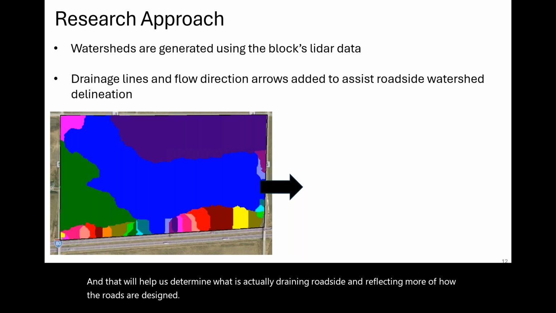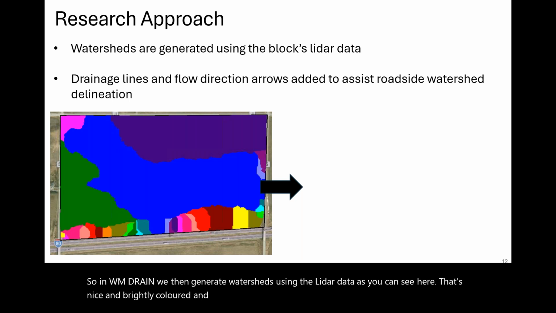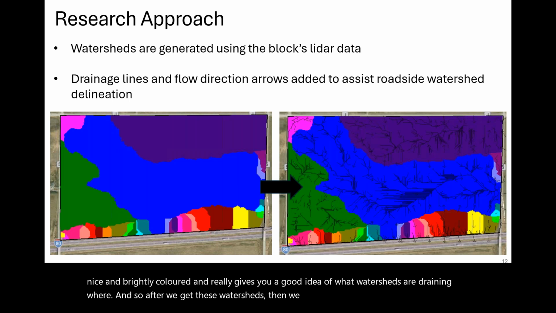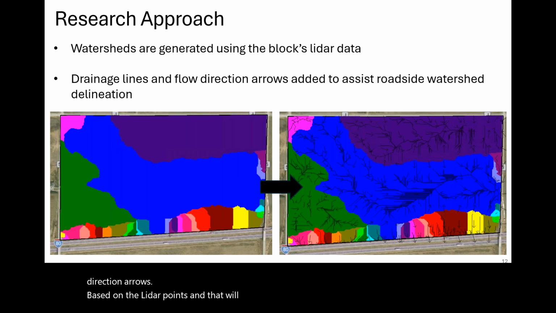So in WM Drain, we then generate watersheds using the LiDAR data. As you can see here, that's nice and brightly colored, and really gives you a good idea of what watersheds are draining where. And after we get these watersheds, we generate drainage lines and flow direction arrows based on the LiDAR points, and that will assist in the roadside watershed delineation.